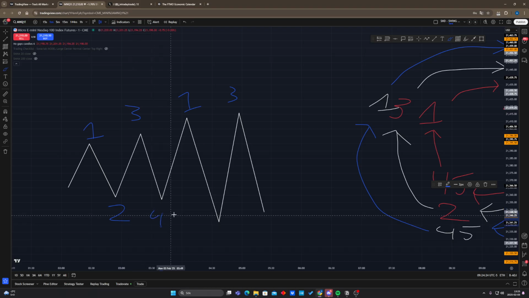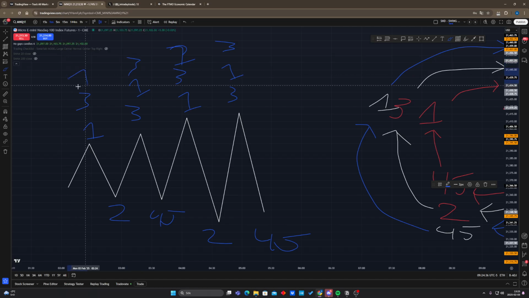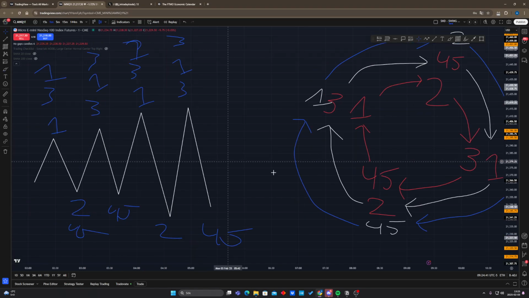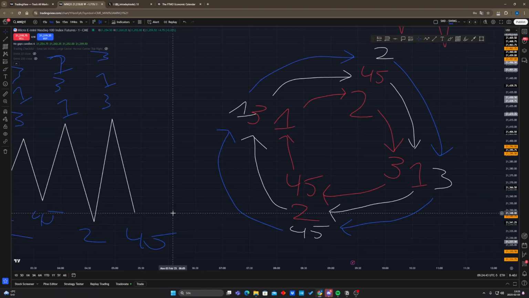2, 4, 5, 2, 4, 5, which is also a 3, which is a 1, which is a 3, which is a 1, which is a 3, which is a 1 here, which is a 3, which is a 1, which is a 4, 5. See, it's the same thing. What I've been talking about earlier. They all fit together.